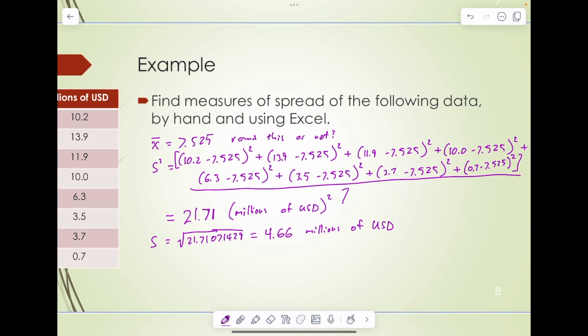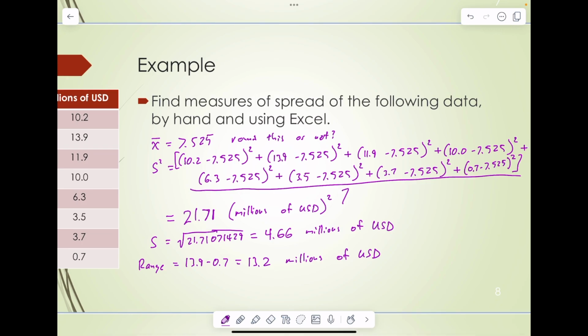Okay, now let's find the range. The range is going to be the largest minus the smallest, so that would be 13.9 minus 0.7, which equals 13.2 millions of dollars. And now the IQR, we're going to need to find the first and third quartile.